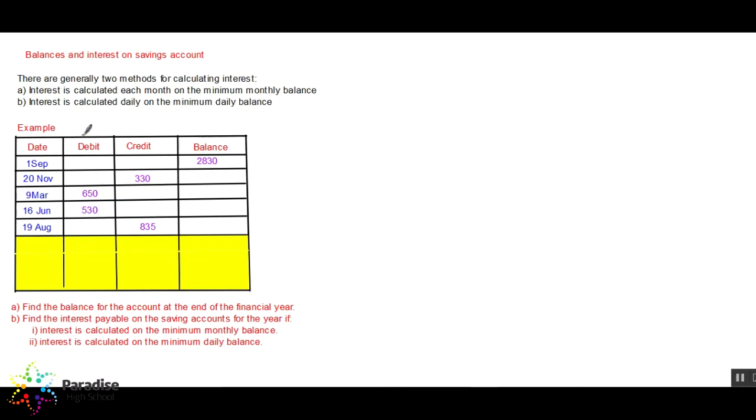First of all, what is debit? Debit is when you withdraw money, and credit is when you deposit money. Let's put a note there. Debit is withdrawing, when you withdraw, and credit is when you deposit money into your account.